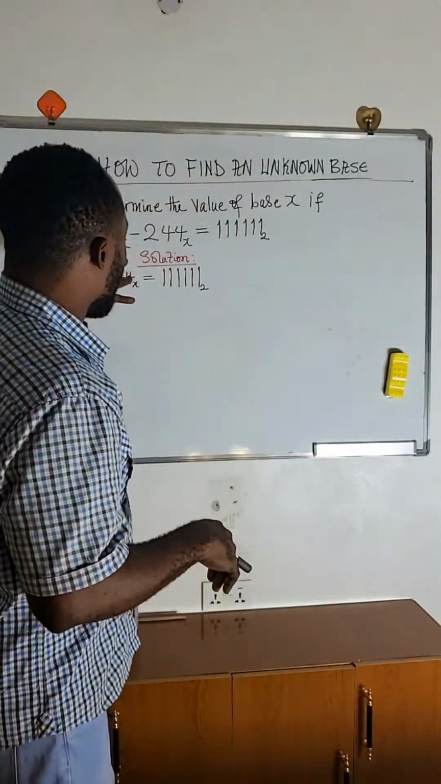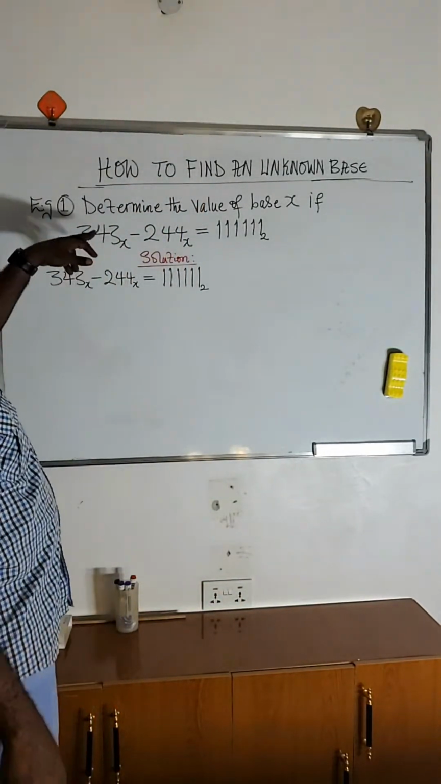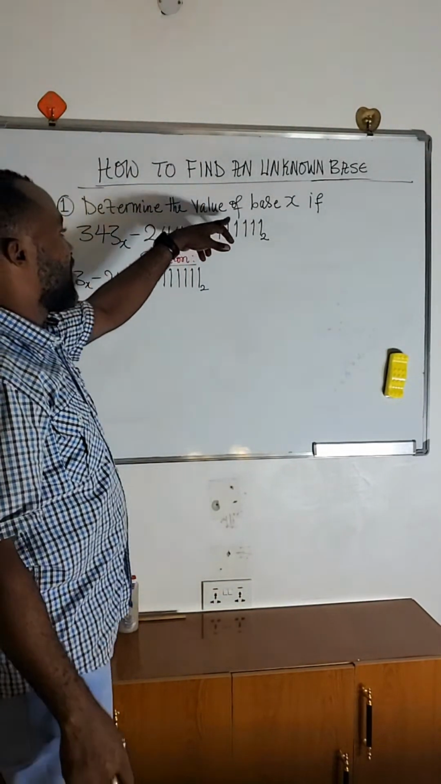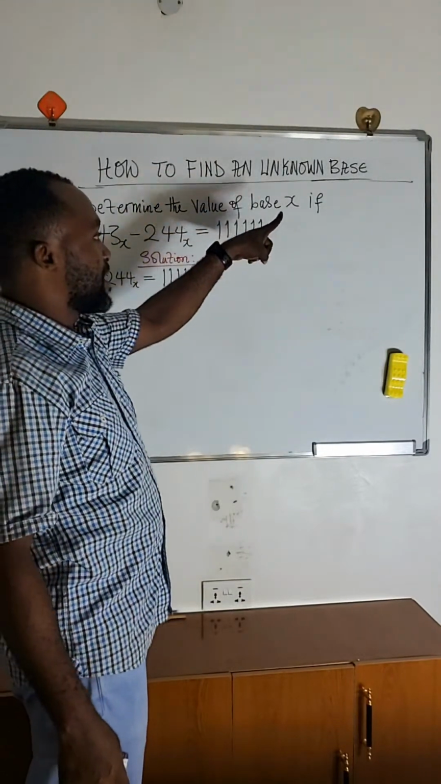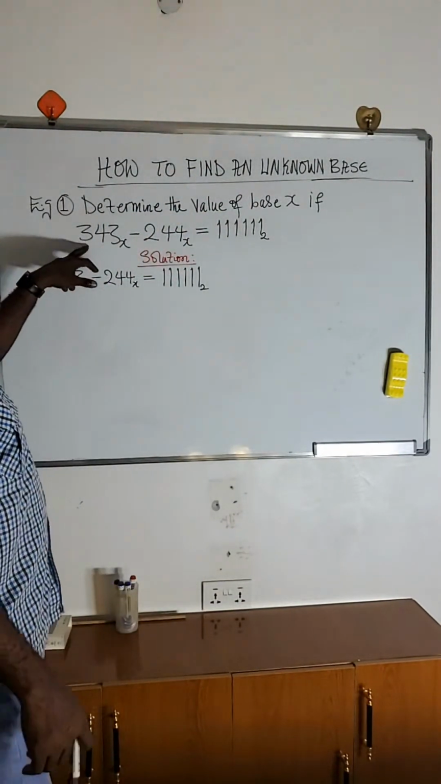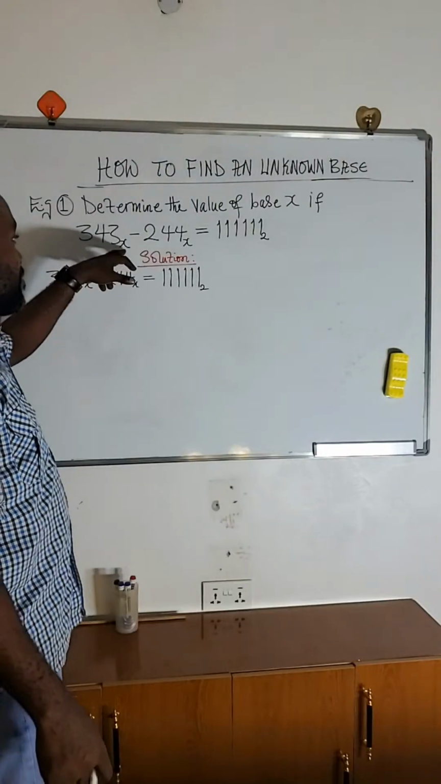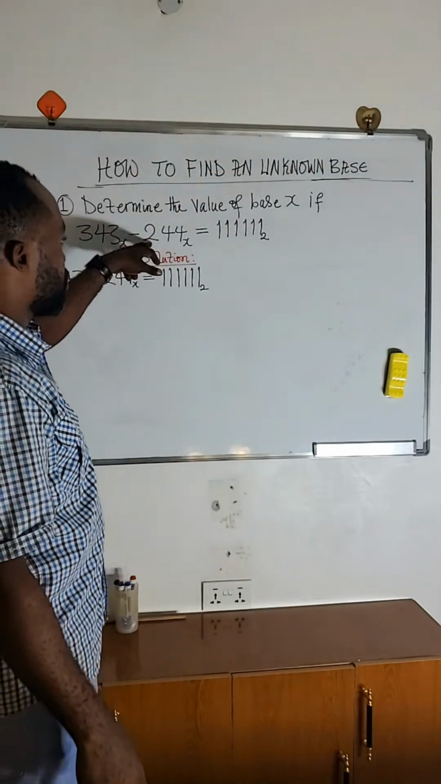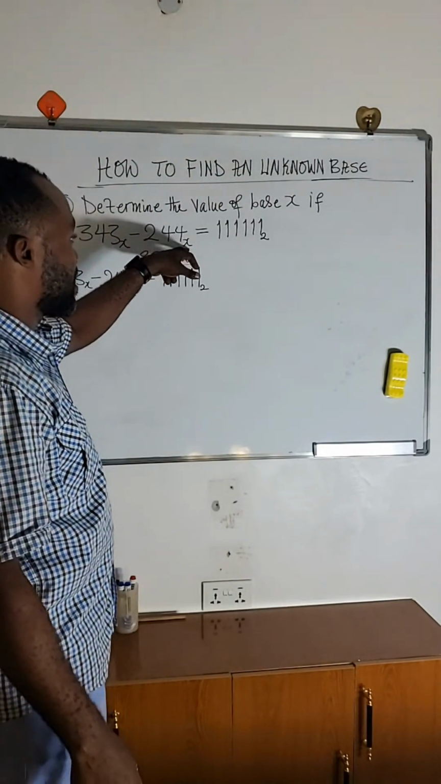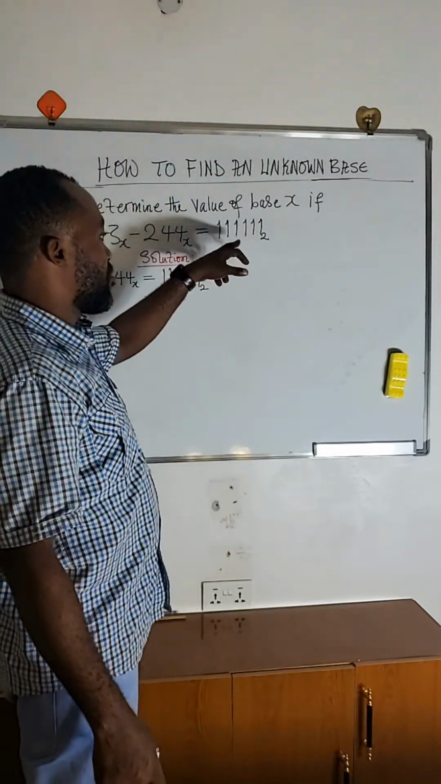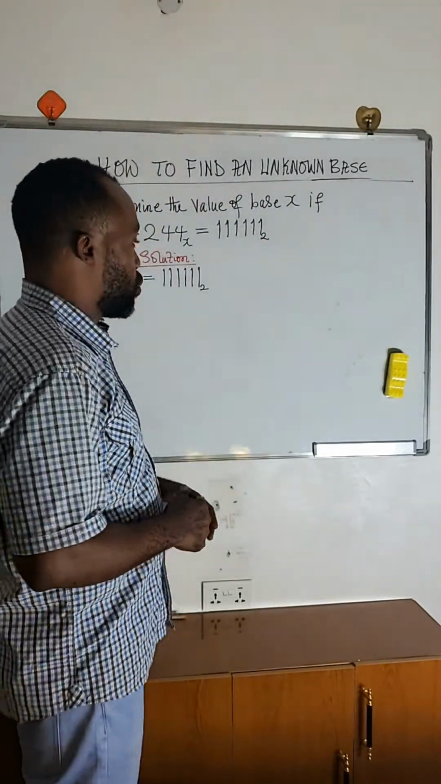Okay, let's take this question. Determine the value of base x if 343 in base x minus 244 in base x equals 11111 in base 2.